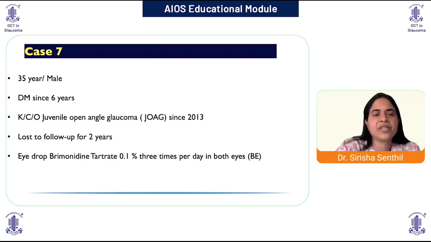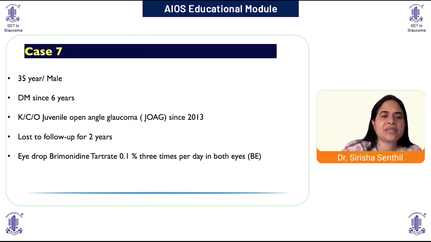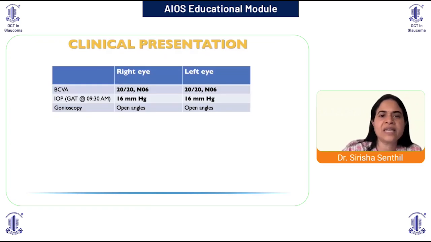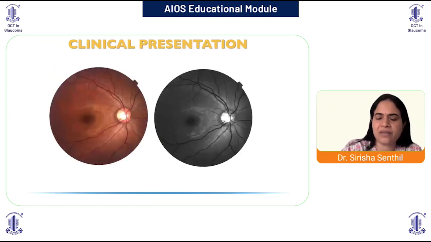So another patient, a young patient who was referred to us as treated as JOAG since some time, and he was lost to follow up, and he was on medications in both the eyes. The visual acuity and visual fields were essentially normal. The intraocular pressures were essentially normal. This was the clinical presentation.